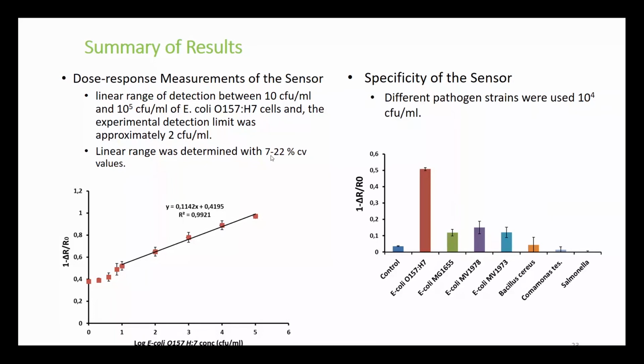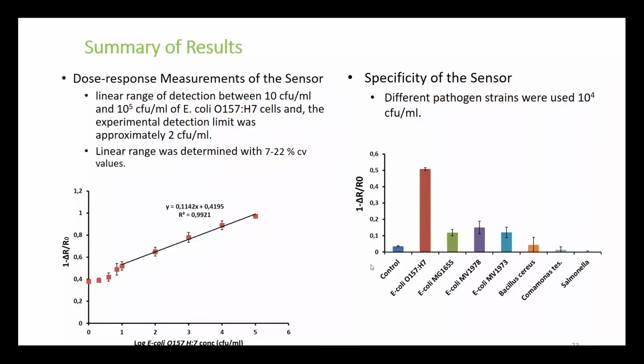This is the selectivity and specificity of the sensor. We test other pathogenic bacteria in our system, and again we test 10^4 CFU, which is quite a high amount. Because in contaminated water, there must be other pathogenic and non-pathogenic bacteria and viruses, so we test this high detection level.